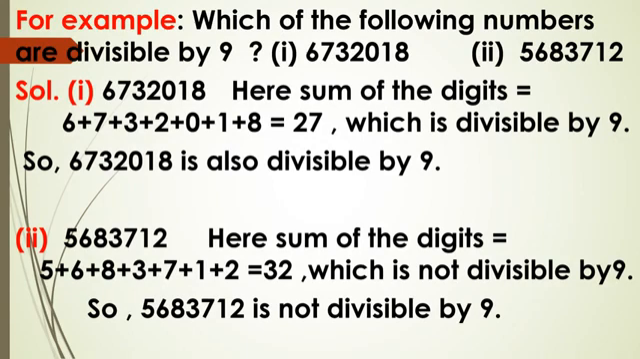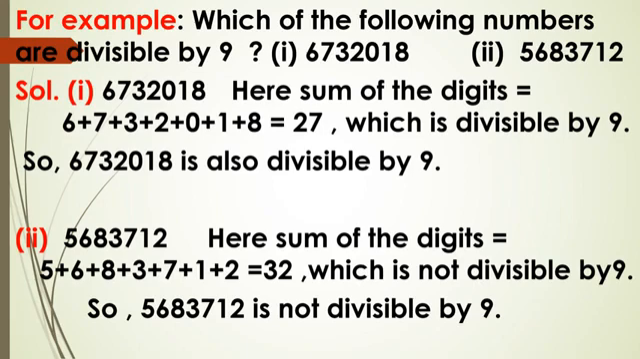32, which is not divisible by 9. So as 32 is not divisible by 9, 56,83,718 is not divisible by 9.